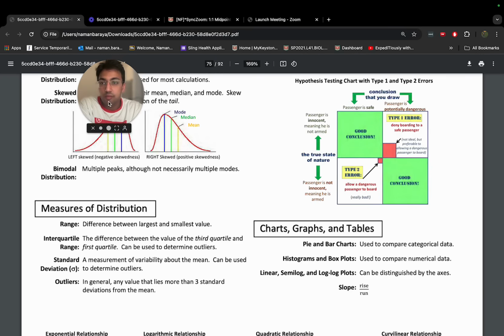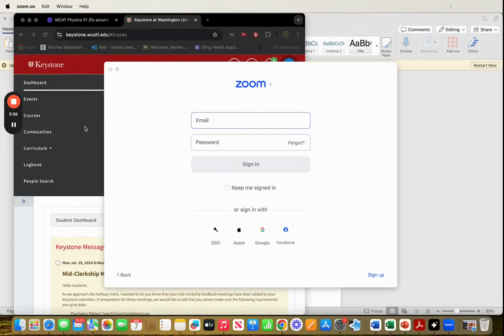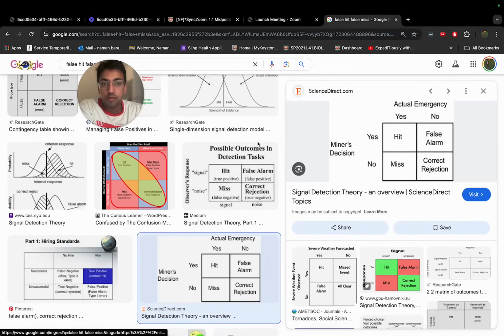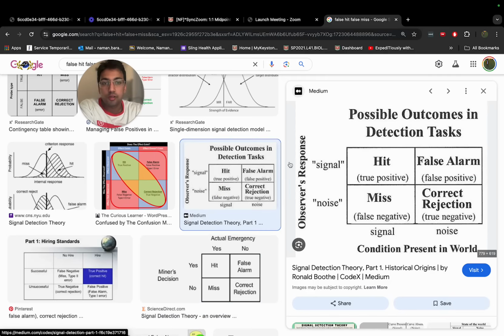Let me find a better example for you. Okay, this is a good example over here. You can see that there's a miner's decision of an actual emergency. So if there's an actual emergency, then you get a yes, a hit. And if there's no emergency and the miner decides no, then it's a correct rejection. But a type 1 error is that the miner decides to panic even though there's no emergency. A type 2 error is the miner decides not to panic even though there is an emergency. So that's like a false alarm versus a miss. So we call this type 1 error a false alarm, and we call this type 2 error a miss. Otherwise it's a hit or a correct rejection.